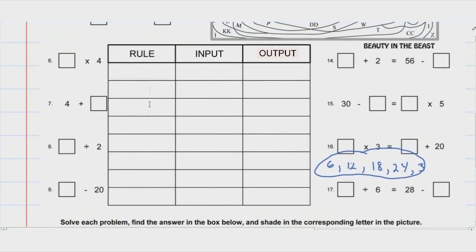Let me put our input-output chart out a little better. So if we put 24 here, 24 here, we're dividing by 6 for our rule. And we're 28 minus. So 24 divided by 6 is 4. And 28 minus 24 is 4. Ha, same answer, same answer. All right. We did so well on that one. So we put 24 here.